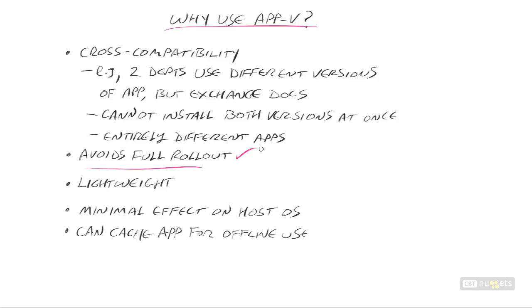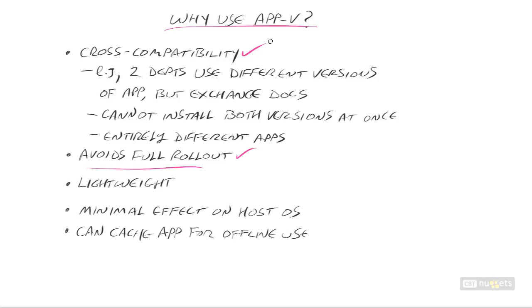It's going to avoid a full rollout where you have to do a manual installation. There are other solutions that you can also use to install applications, such as using group policy objects, which is kind of an interim solution. It's really still not best for larger corporate environments, but for small to medium it might work out pretty well. But there's also other issues such as cross-compatibility.